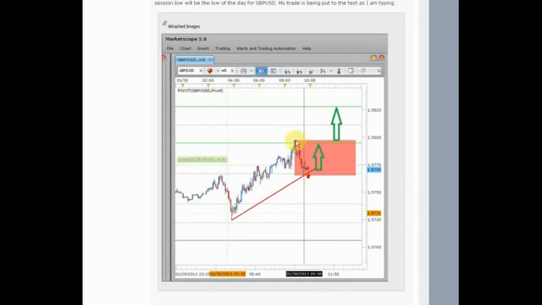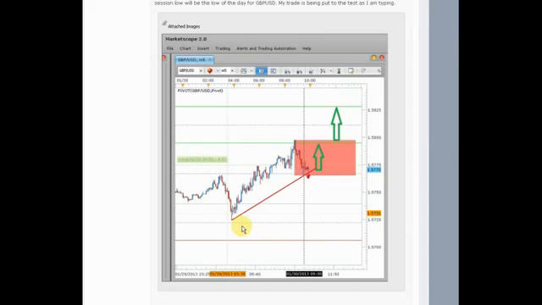Okay, and this will probably be the high. Now, if we break above, we usually will move higher. Now, notice how price has come back down here. This was the London open. So the London session low was actually the low of the day.